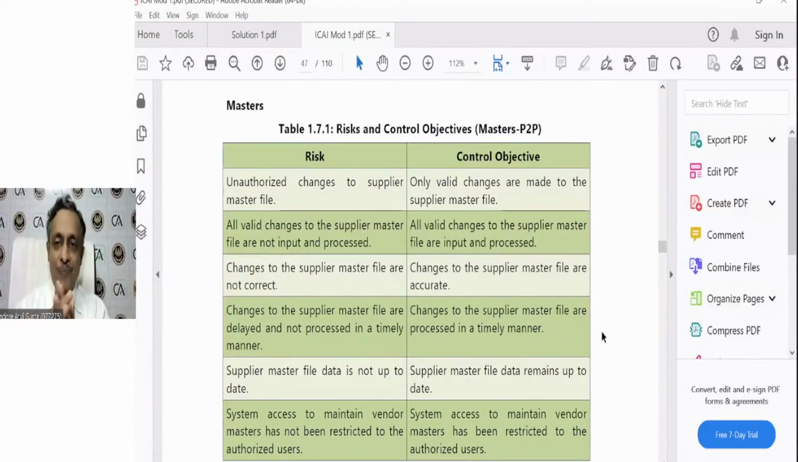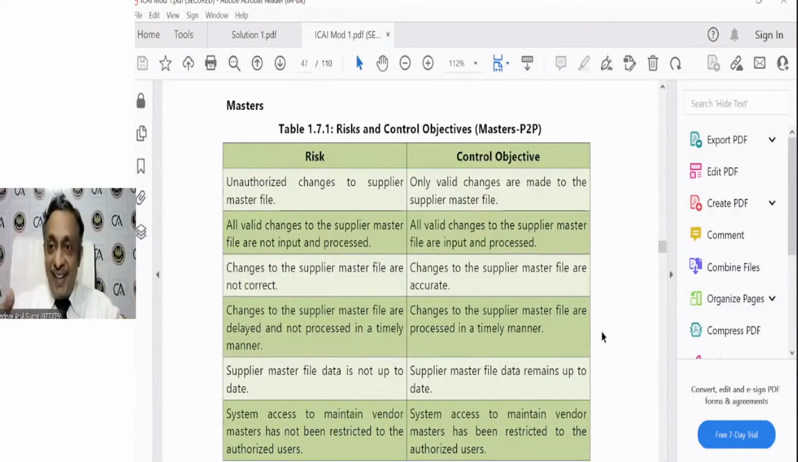Suppose you forget it. It will not lead to loss of business, but it will again hit your cash flow because now you'll have to pay in 30 days, but the supplier has already agreed for 60 days. Very important. Next. Now changes. So see how beautiful it is going. Unauthorized changes, change management process. Valid change must be done.